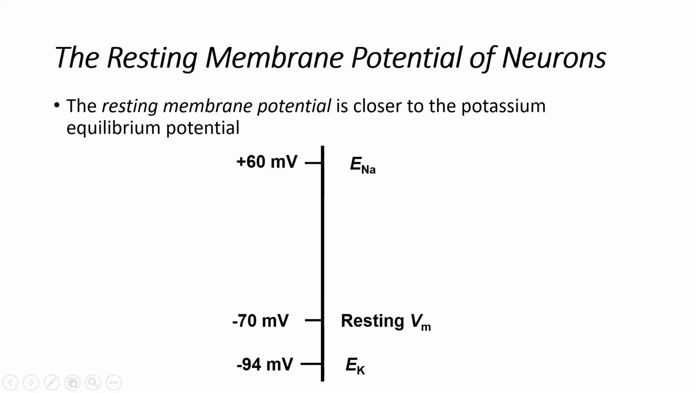Just jumping back here to try to explain that further. When the cell is at rest, this is the condition that we're thinking about. It's at negative 70 millivolts, and so it's neither at potassium's equilibrium potential of negative 94, nor is it at the positive 60 millivolts, which is sodium's equilibrium potential, okay? What that means is that when the cell is at rest, both of these ions are going to be moving to try to approach their equilibrium potential.